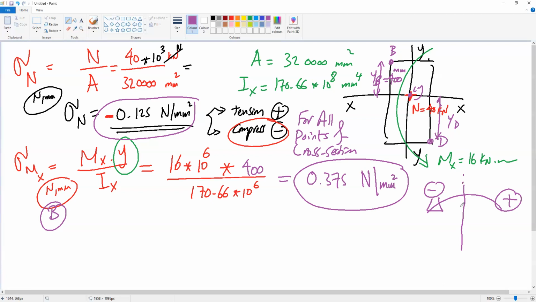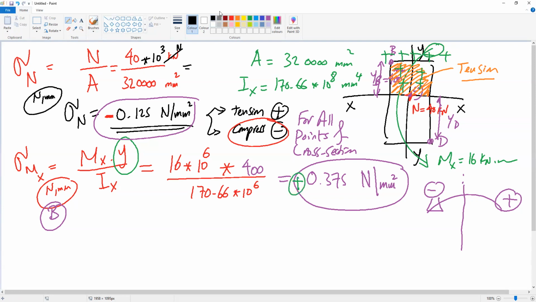Point B is here on the top part of the cross section. Is the top part under tension or compression? This part is under tension. Why tension? Because the moment here, this is the tail of the moment, so the moment is causing tension on the top part. So the stress on the top part is positive. So sigma B is positive.